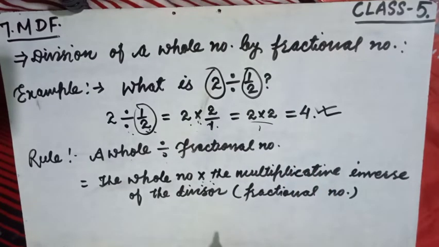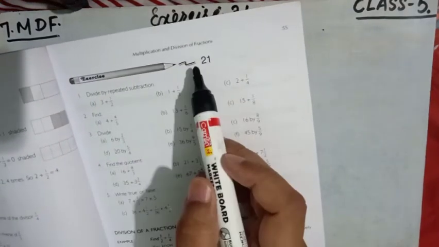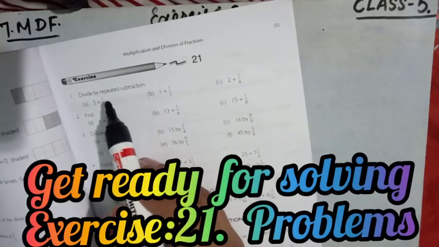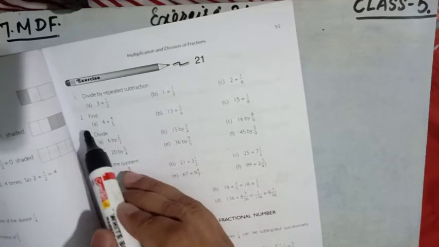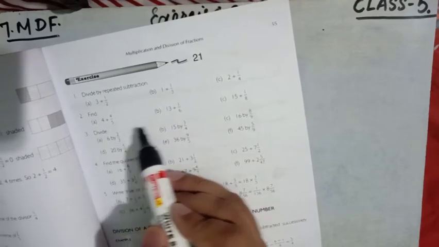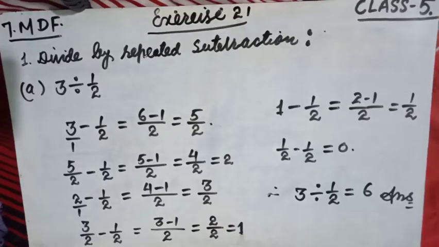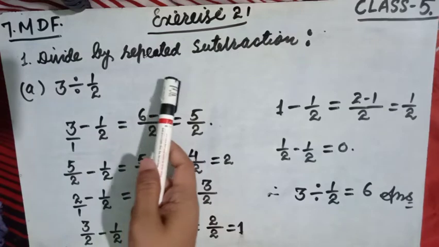Now students, we will solve a couple of questions of exercise 21, then you will be more confident. Now friends, see exercise 21. As you can see, question number 1 says divide by repeated subtraction. Then next is to find the value of this.